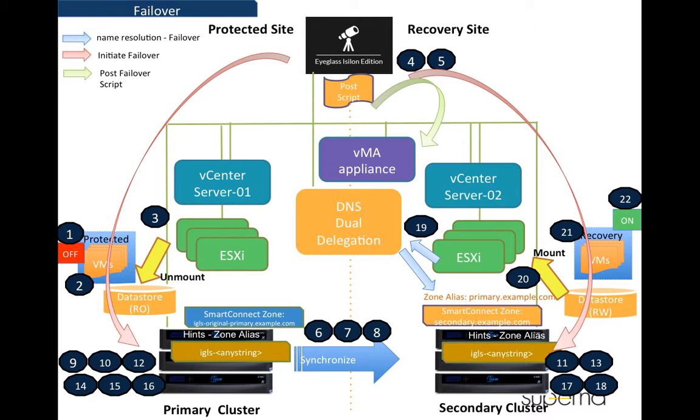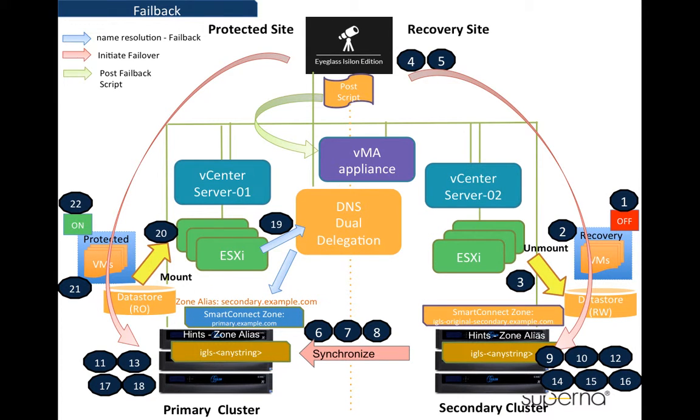The next diagram is for the failback process. Basically, this diagram is similar to the failover process, but now it is in the reverse direction. Now we want to run a demo for that.